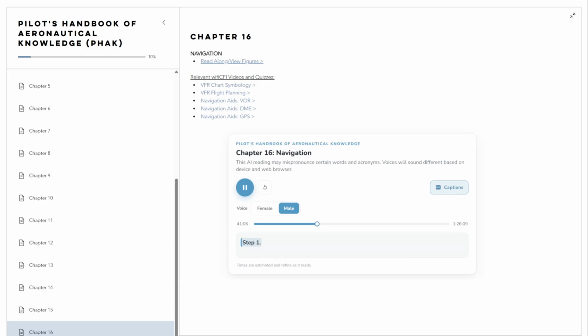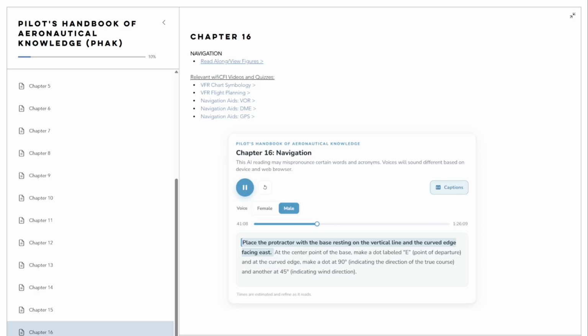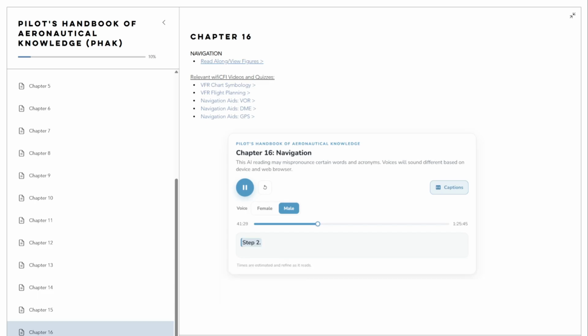Step 1. Place the protractor with the base resting on the vertical line and the curved edge facing east. At the center point of the base, make a dot labeled E, point of departure, and at the curved edge, make a dot at 90 degrees, indicating the direction of the true course, and another at 45 degrees, indicating wind direction. Step 2.